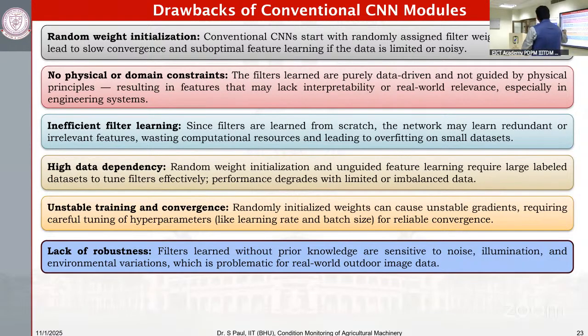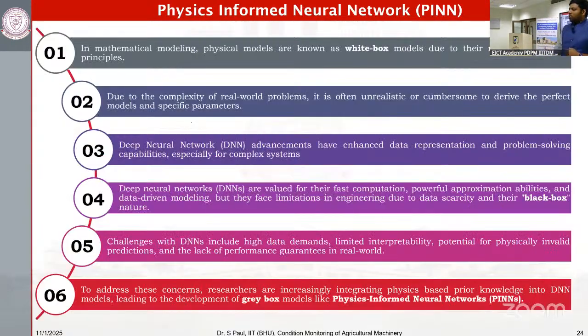So here comes a new concept, which is called the physics informed neural network. This is a very new concept in the field of AI, which says that whatever supervised learning we use, whether it is a neural network, a CNN, or an LSTM, is a black box model. You give input, you get output, you don't know what is happening inside it, and we are not even bothered about it.